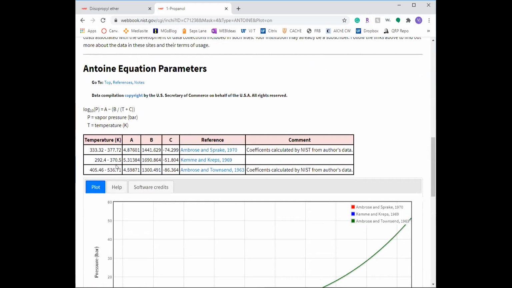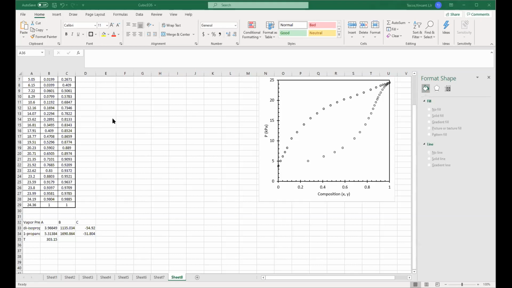But say I didn't have that, you would be free to choose whichever one. As long as your temperature range that is reported has that temperature of interest, I would go ahead and use those Antoine's coefficients. Pick and choose. It doesn't matter that the numbers are different, because as we've seen earlier, even if your Antoine's coefficients are all different than each other, they can all give you pretty good fits of your data. But once again here, I'm going to choose the middle one because that is the one that encompasses my temperature. Okay, back to Excel.